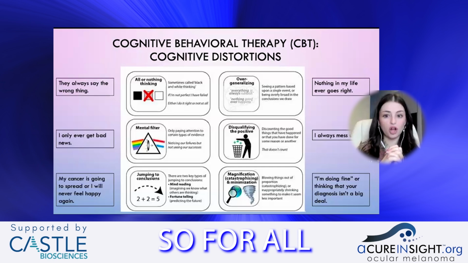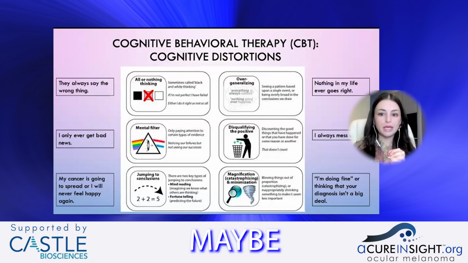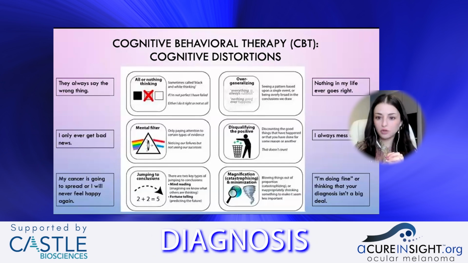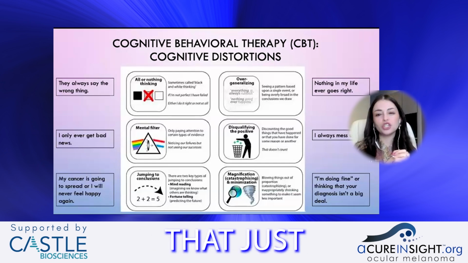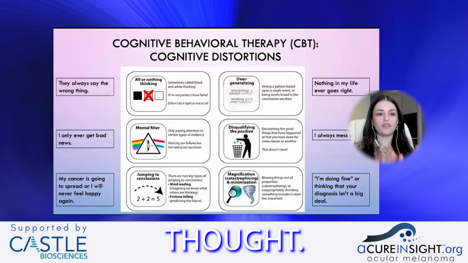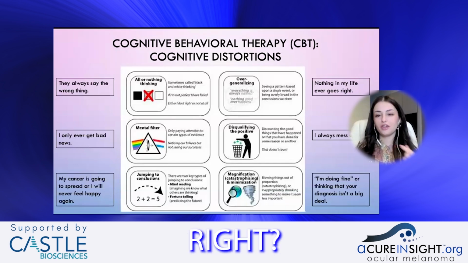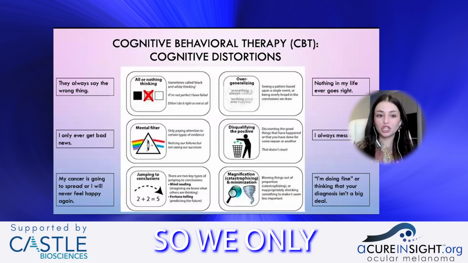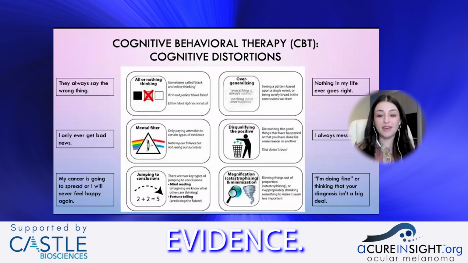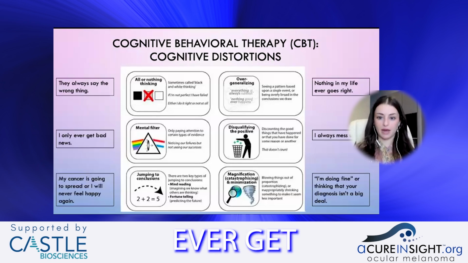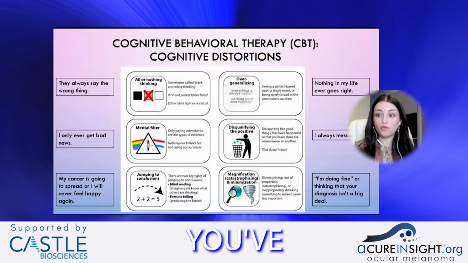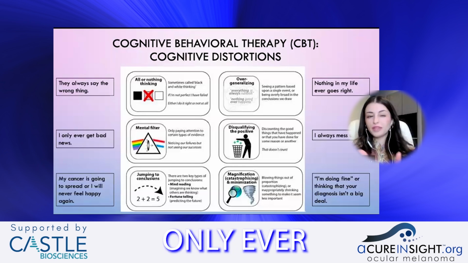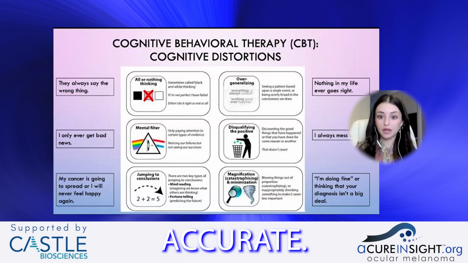So for all or nothing thinking, maybe you are venting to your spouse about your feelings about your diagnosis, and they say something that just doesn't feel helpful, right? And you have this thought, they always say the wrong thing, right? The word always there probably isn't fully accurate. Then we have mental filters. So we only pay attention to certain types of evidence, right? So I only ever get bad news, right? Again, maybe you've gotten a lot of bad news, and that is not to say that hasn't happened, right? But the word only ever, probably not fully accurate.